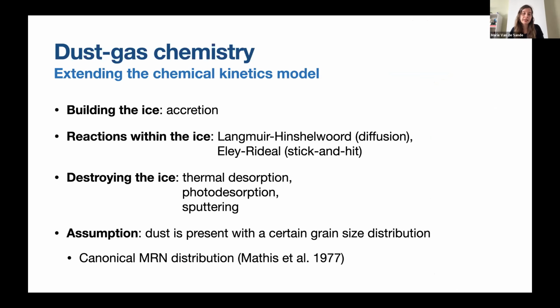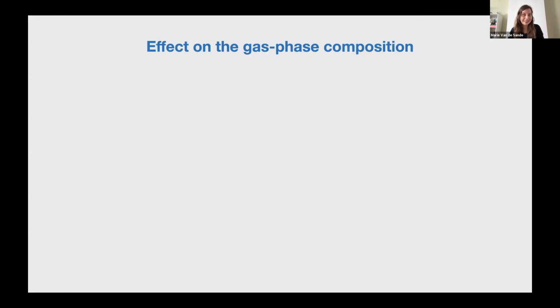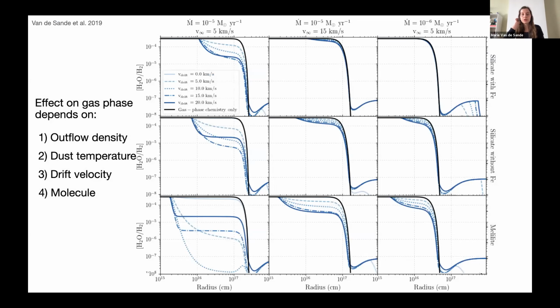The main assumption of our model is that dust is present. So we do not form dust, we assume it's already present, and it has a certain grain size distribution. For that, we use the canonical MRN distribution. Now that the scene is set, let's take a look at the effect dust-gas chemistry can have on the gas phase composition. Here I show you the fractional abundance of water throughout various oxygen-rich outflows. The black line is for gas phase chemistry only. Different shades of blue are different dust-gas chemical models. The columns here are for different outflow densities, and the rows are for different dust grains.